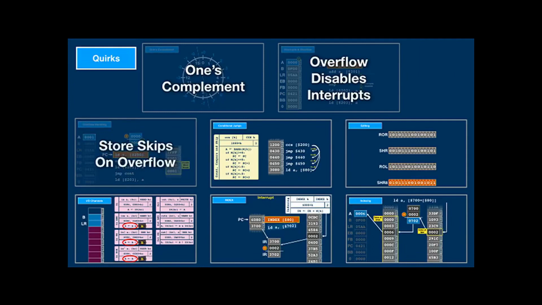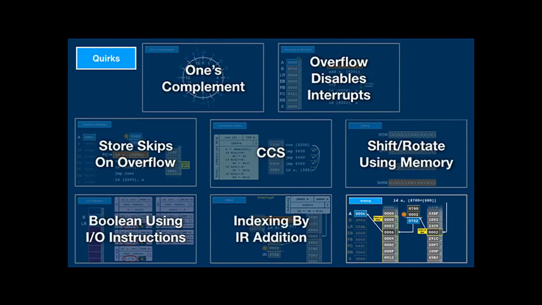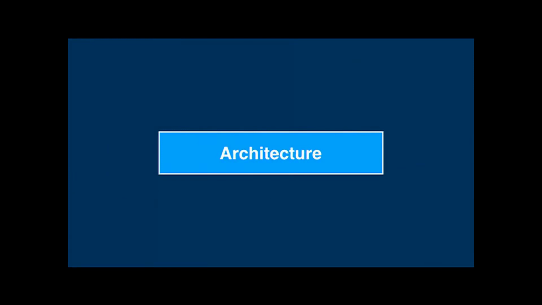The store instruction may skip a word under certain circumstances. The CCS instruction can skip several words and can be outright dangerous if the instructions following it use prefixes. There are no shift or rotate instructions, but magic memory locations that shift and rotate when writing into them. Most Boolean instructions only work on I/O channels. Indexing is done by hacking the following instruction code, and the architecture has no concept of a stack. Indexing has to be used if one is needed. This was the architecture of the Apollo Guidance Computer.